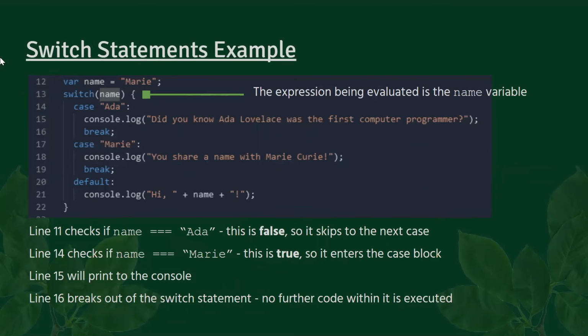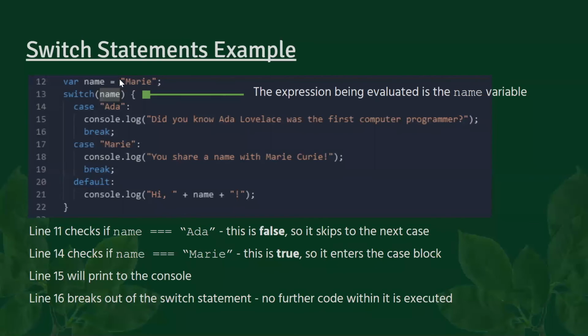This is just a switch statement example. We'll go through this quickly. The variable name has the value Marie. Switch name: the expression being evaluated is the name variable. If the name is Ida, it will print, did you know Ida Lovelace was the first computer programmer? If the name is Marie, it will print, you share a name with Marie Curie. And by default, it will print, hi, name, exclamation point.